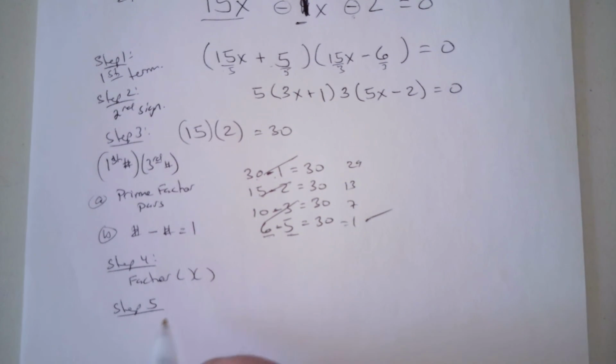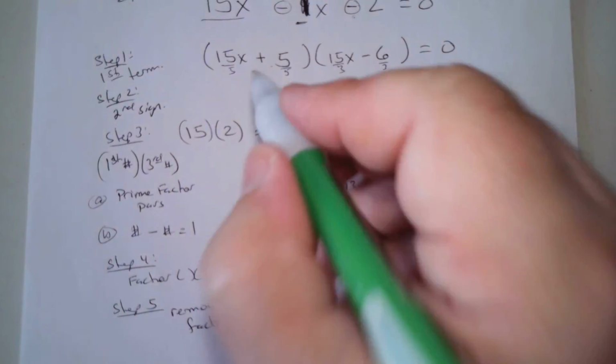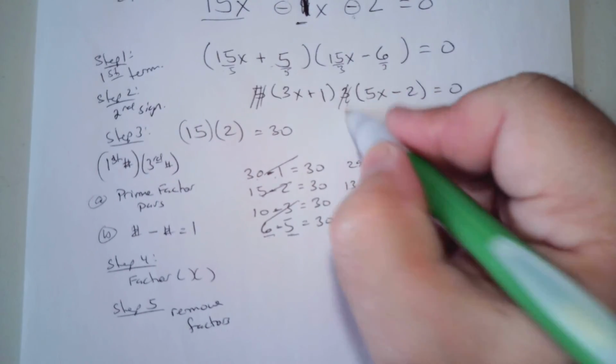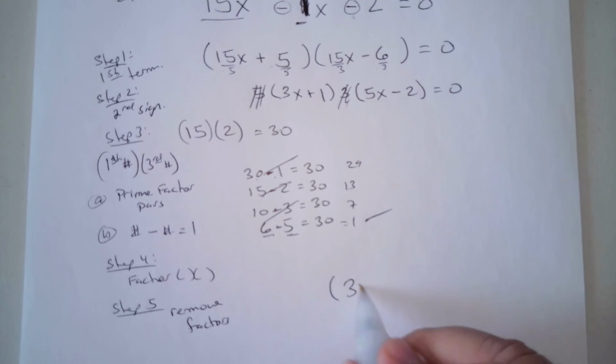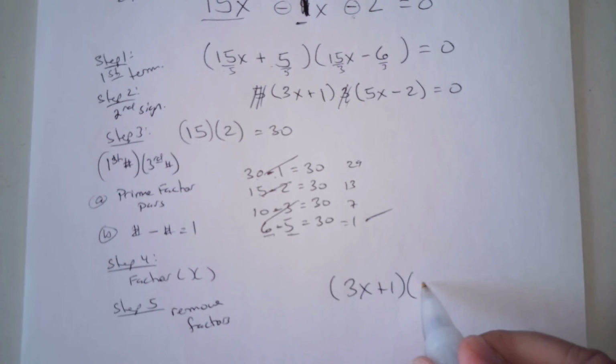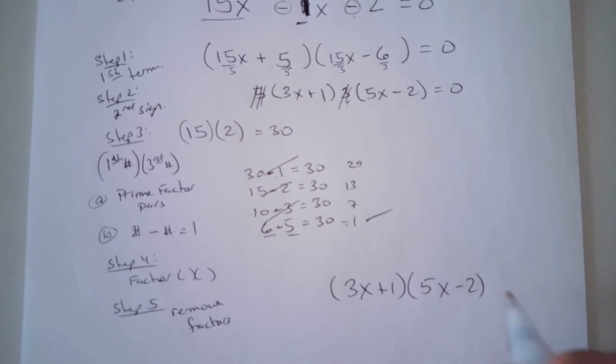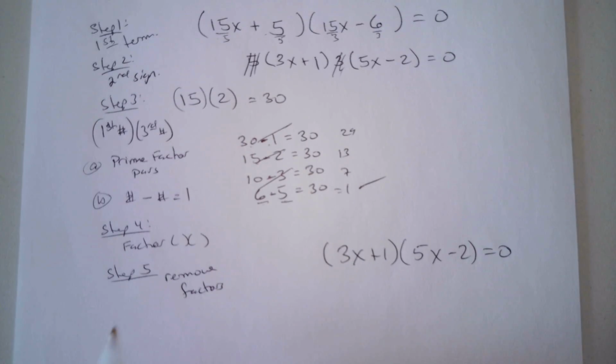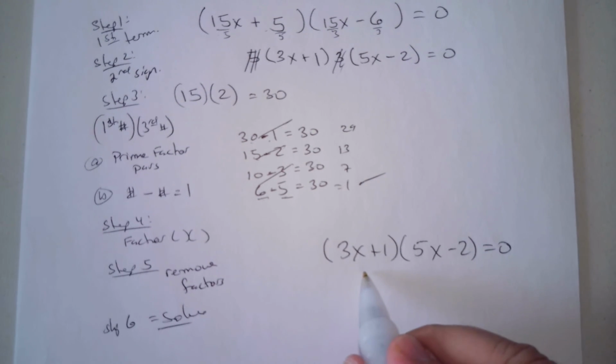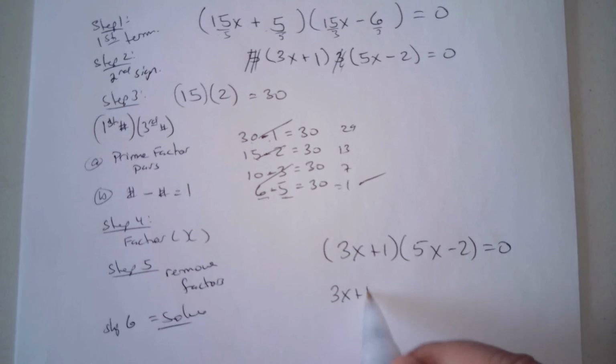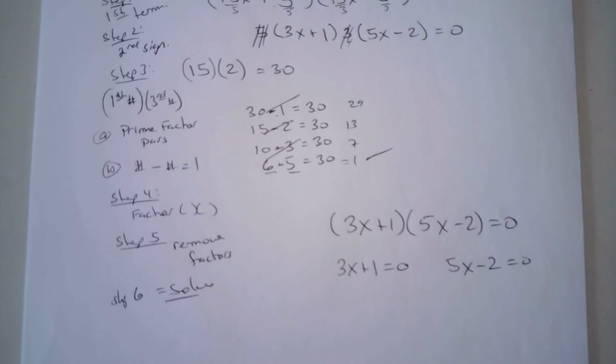Step 5 is remove factors. So what we have now is 3x plus 1, 5x minus 2. Step 6, solve. 3x plus 1 equals 0. 5x minus 2 equals 0.